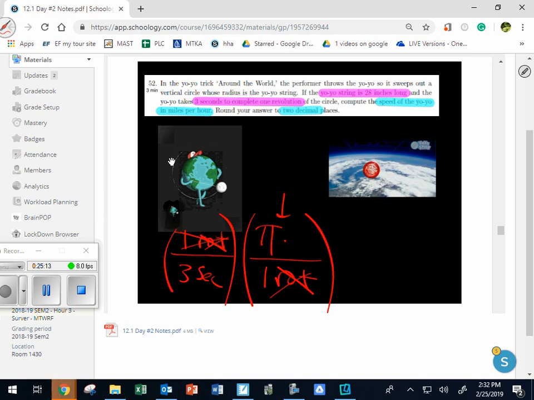Anyway, I want to let you finish it from there. Notice that they want it in miles per hour. 5,280 feet is going to be a thing. 5,280, get it? 5,280 feet. All right, that's all I have for you for today.